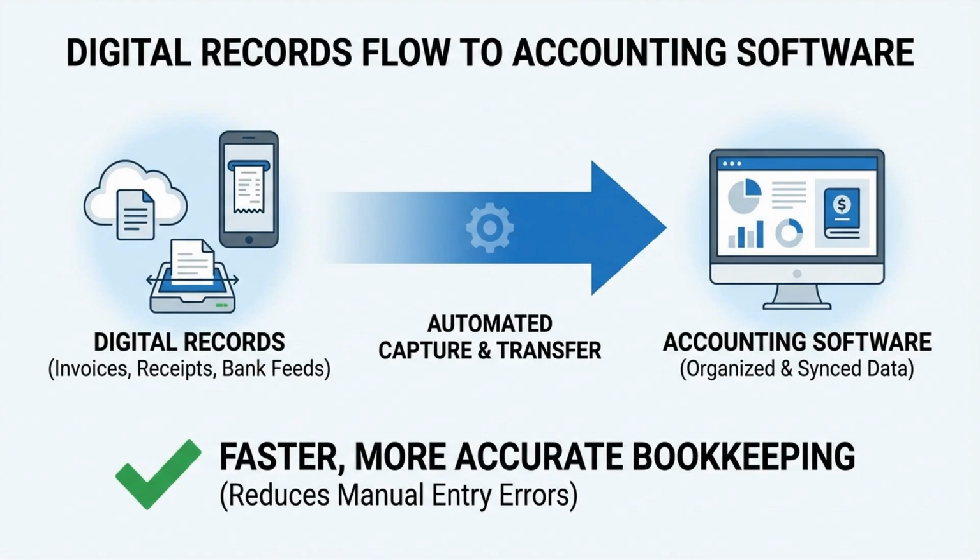Digital records like invoices and bank feeds can automatically transfer into accounting software. This organizes your data, syncs your accounts, and reduces the risk of manual entry errors. The result is faster, more accurate bookkeeping.